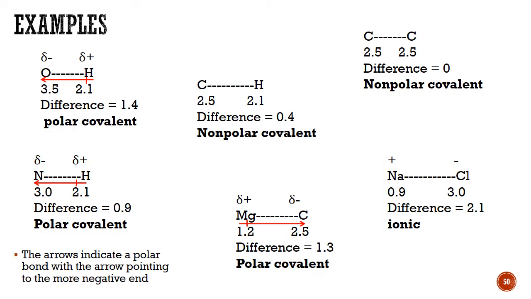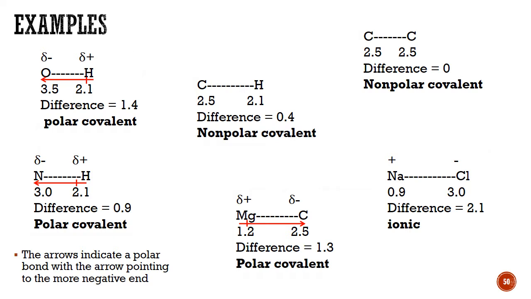So here are some examples. I've gone back to the chart a few pages ago where the values are given on the periodic table. If we look up the electronegativities of oxygen and hydrogen and subtract them, we get a difference of 1.4. Since that's greater than 0.5, this is a polar covalent bond. The oxygen is partially negative because it's the higher number. Sometimes you'll see a polar bond written.